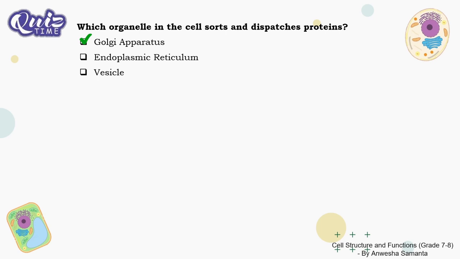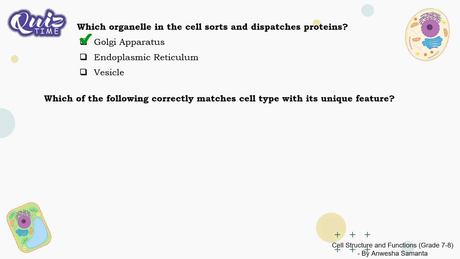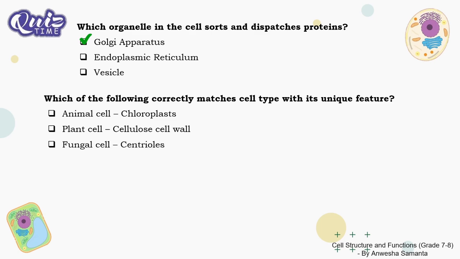Next question. Which of the following correctly matches cell type with its unique feature? Animal cell chloroplasts, plant cell cellulose cell wall, fungal cell centrioles. Yes, the correct answer is plant cell cellulose cell wall.